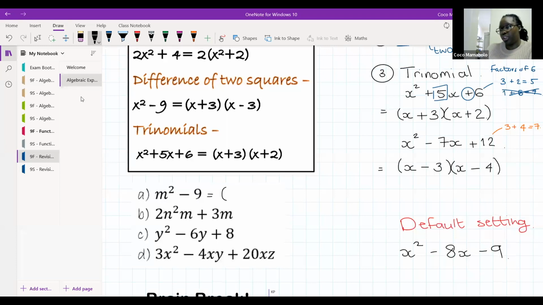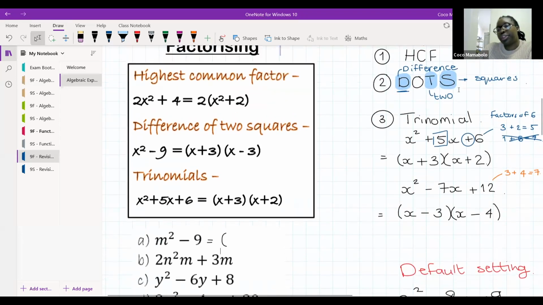No, unfortunately not, my sweetie. All right, think about what kind of factorization we need to do. We've learned about 3 of them. Which one are we going to do between HCF, difference of squares, and trinomial? Do we have a highest common factor in m squared minus 9? Does m squared and negative 9 have anything in common?